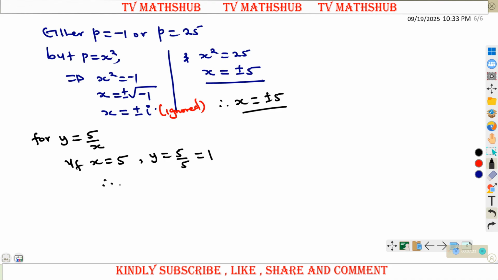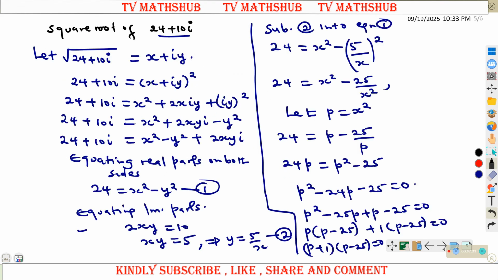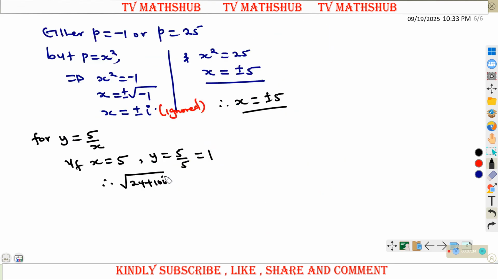So this implies the square root of 24 plus 10i will become x, which is 5, plus 1 times i. And of course, this will be 5 plus i.